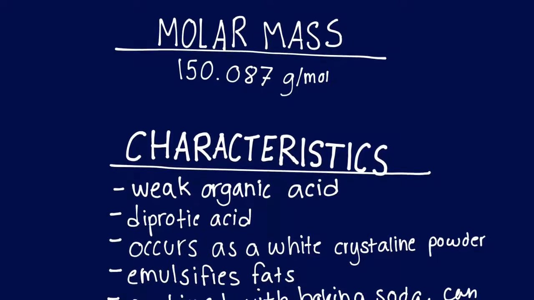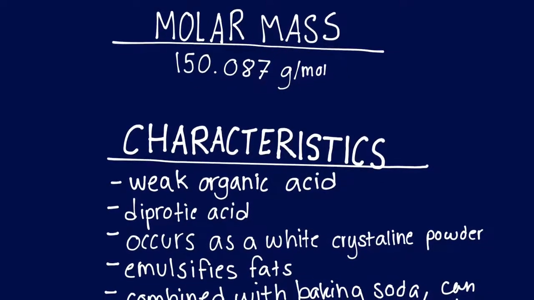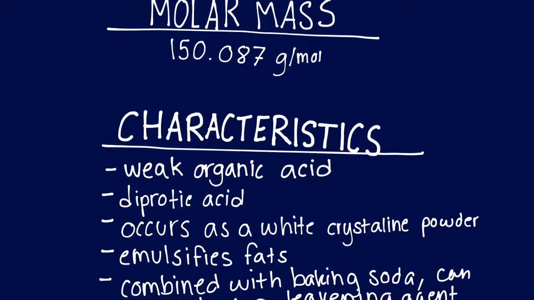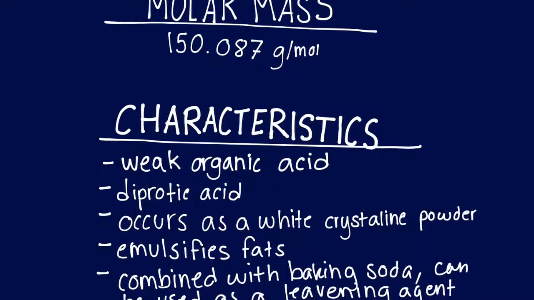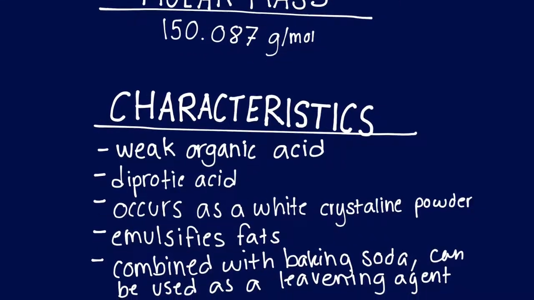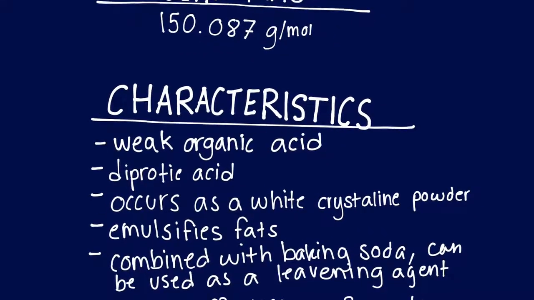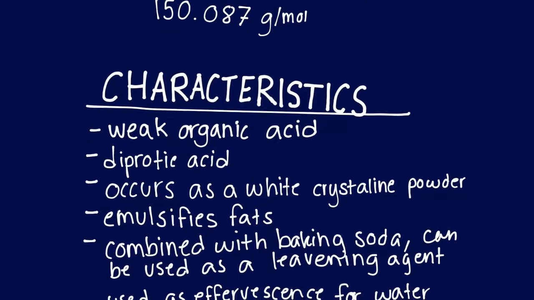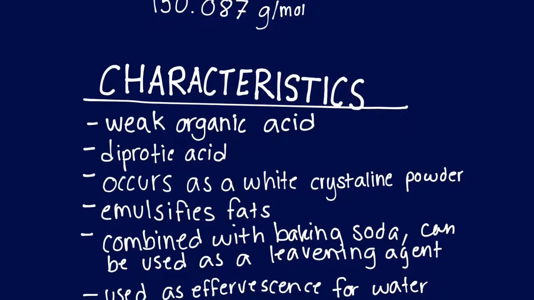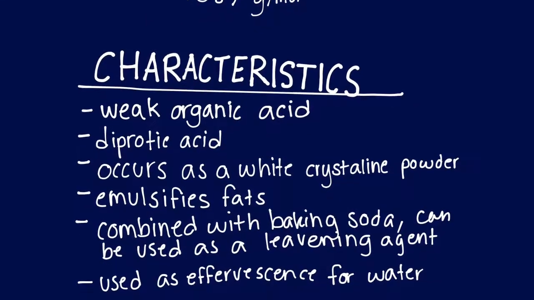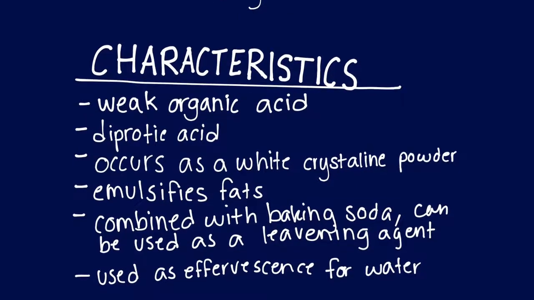Tartaric acid's molar mass is 150.087 grams per mole. It shares several characteristics with malic and citric acid. It is a weak organic acid as well as occurring as white crystalline structures. Tartaric acid is a diprotic acid. It also emulsifies fats. It's commonly used in cooking, often as a leavening agent when combined with baking soda and as effervescence for water.